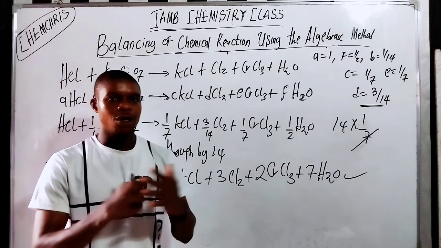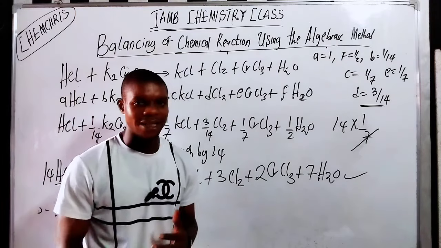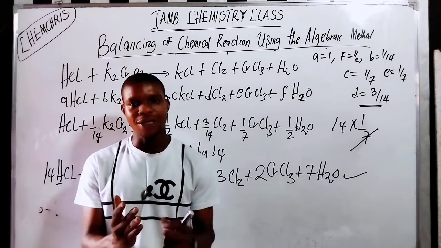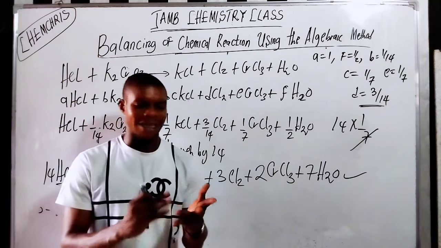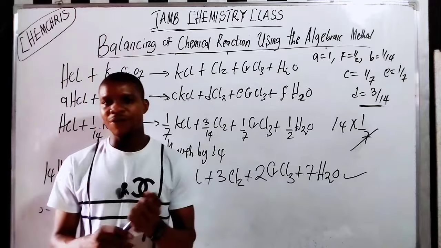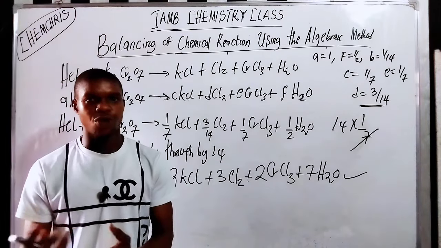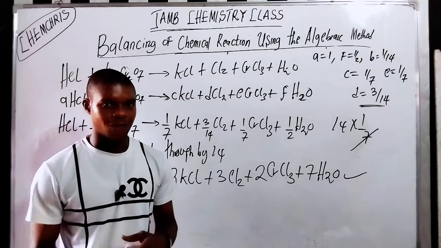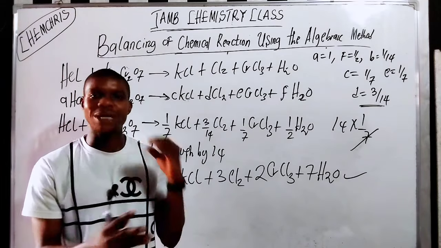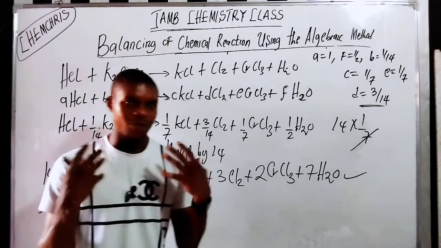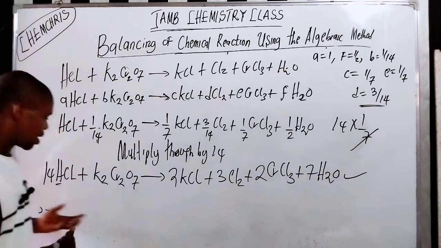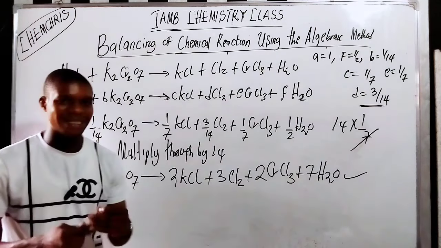Now for you to cover the JAMB chemistry. The idea here, the goal of this YouTube channel, is to ensure that you score very high in maths, chemistry, and physics. And the goal I'm giving the majority of my students is to score 250 to 300. That is the goal I'm giving them. But anyone that can score above 300 will actually make sense.